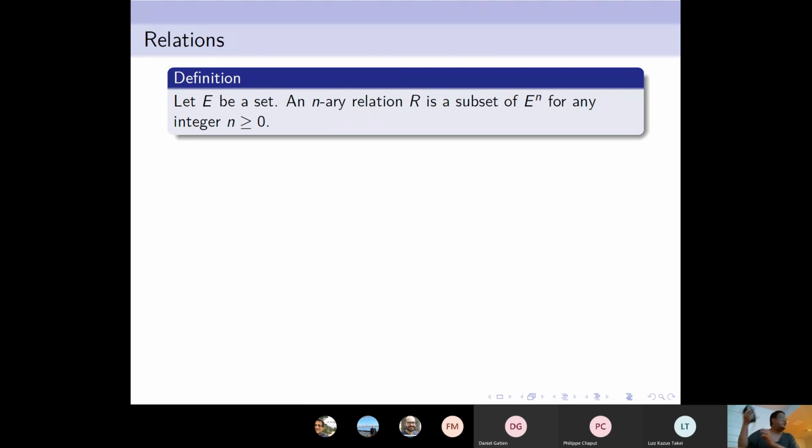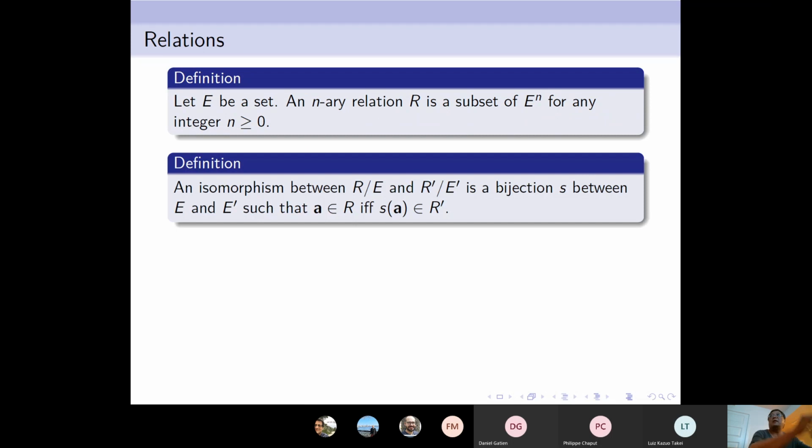As in every branch of mathematics, we start from sets. Let E be a set. Then we define an n-ary relation R, which is a subset of E^n, for n an integer, n greater than or equal to 0. A subset of E^n is called a relation, an n-ary relation. E is called the universe of the relation.